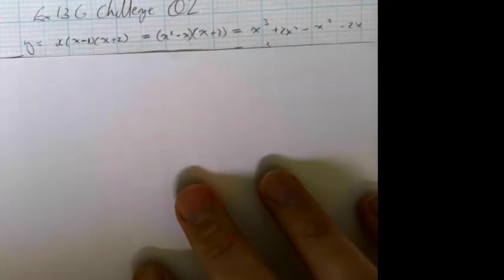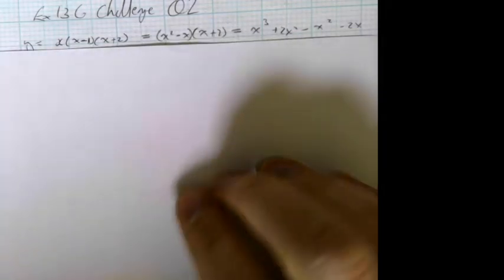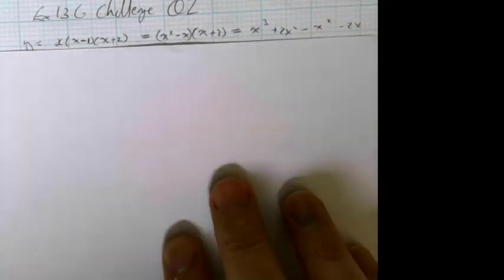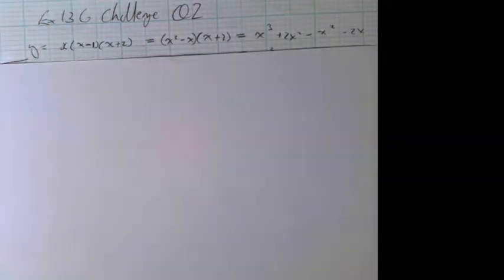So it makes sense that we also expand that out and try and re-express it. So this expands out to become x cubed plus 2x squared minus x squared minus 2x. Now, we should also be considering integration for this.